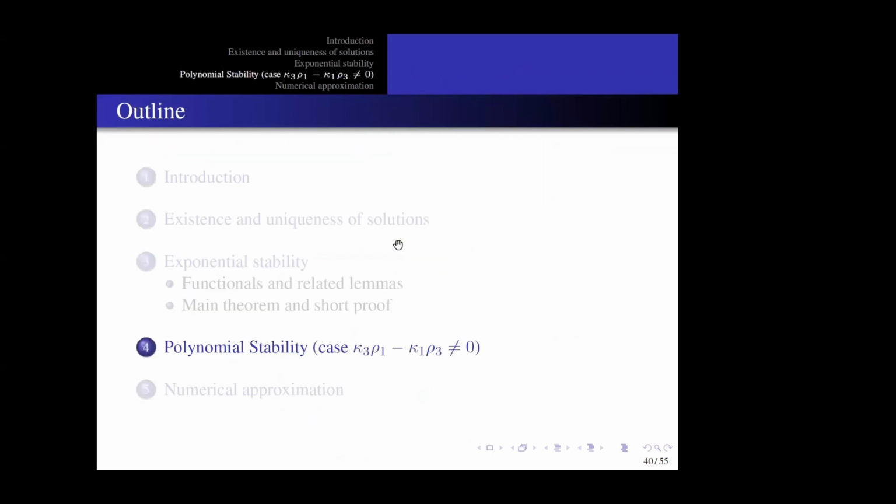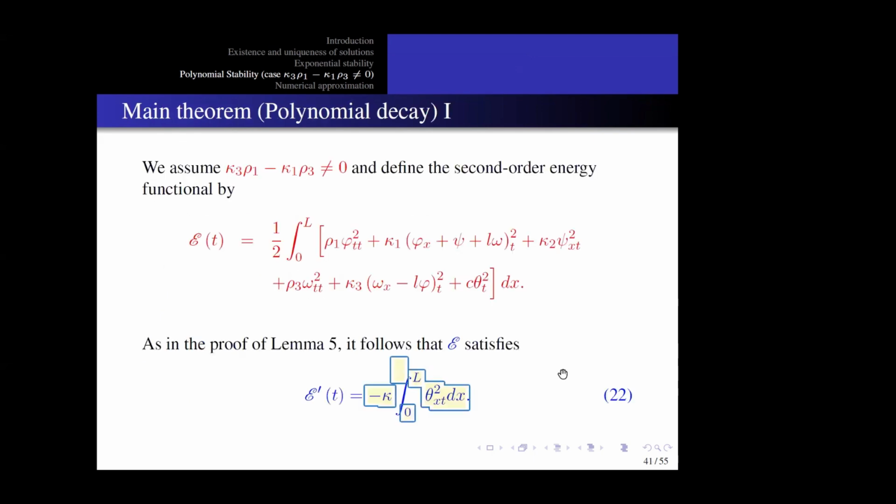Okay, due to the time, I will now jump to the case where you have non-equal speed of propagation between the first two hyperbolic equations. Definitely you cannot have exponential decay. However, we are going to show we can have polynomial decay. And for this, we need a little bit more. We need not weak solutions, but strong solutions. So we are going to take the initial data in the domain so that the solution will be strong.